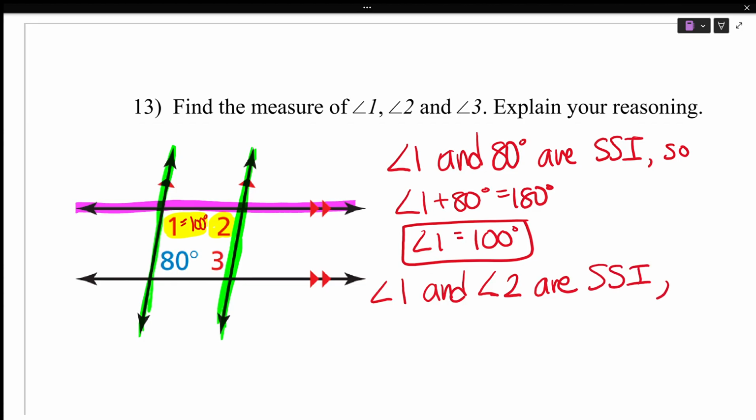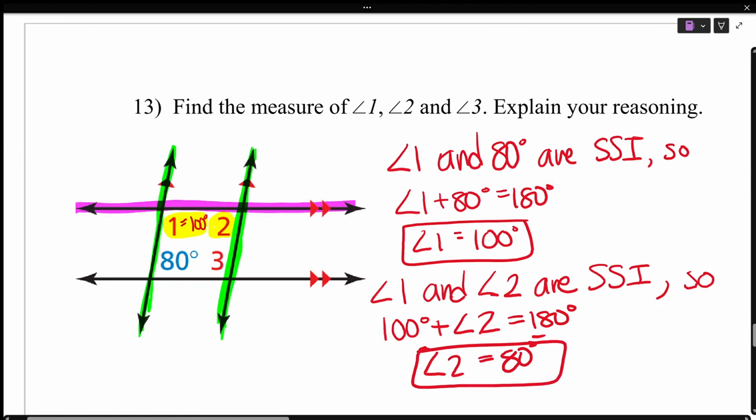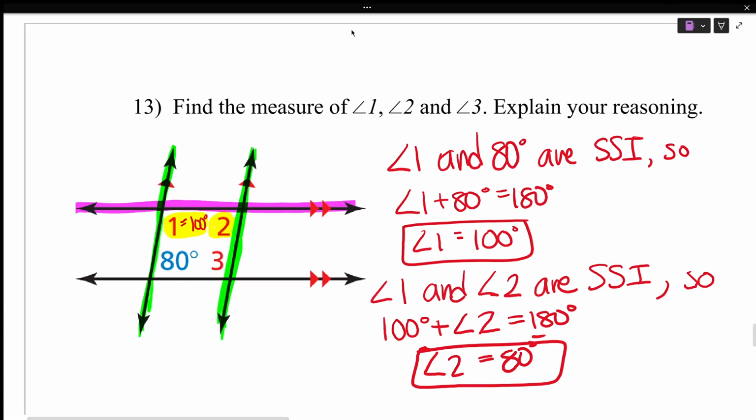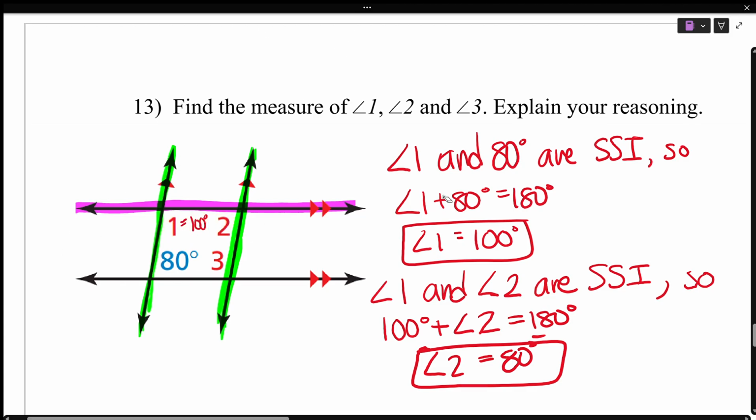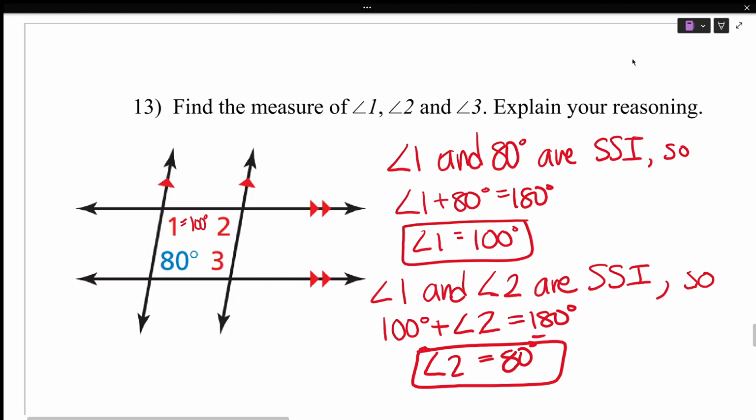SSI, right? Same side of the purple line. They're both on the bottom side of it. Both in the interior of the green lines. Okay, so same thing here. Angle 1, which is 100, plus angle 2 is equal to 180. Angle 2 has to be 80 degrees. Okay. So we know angle 2 is 80 degrees. Let's keep it going. I'm just going to say 80 degrees on the other side.